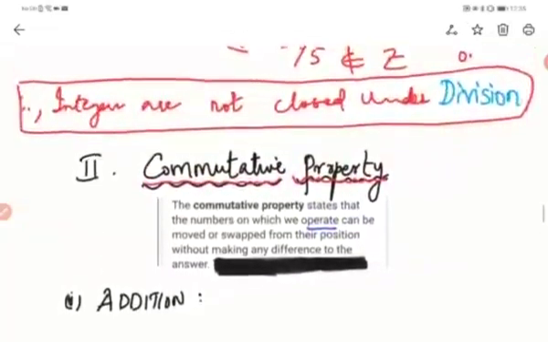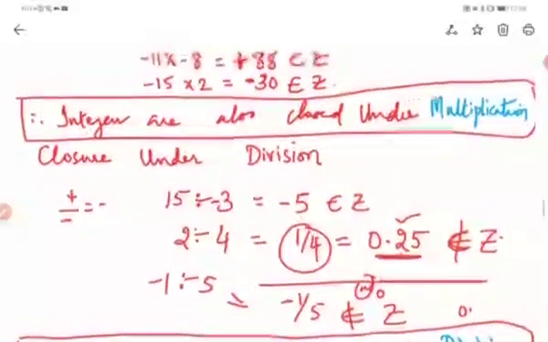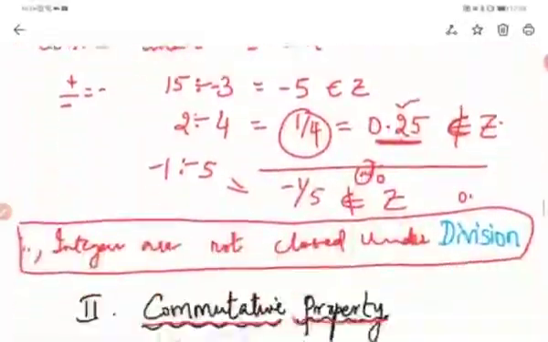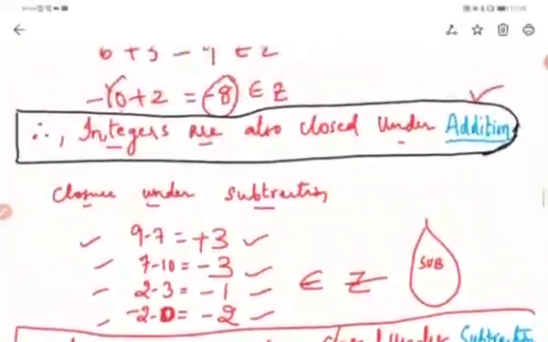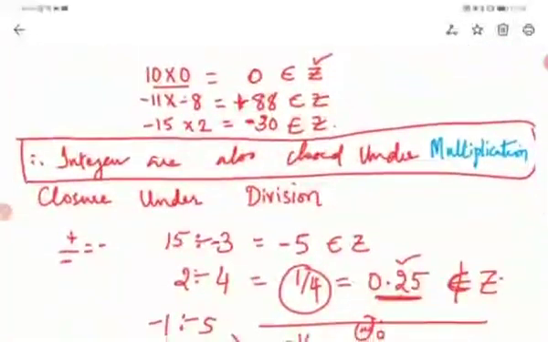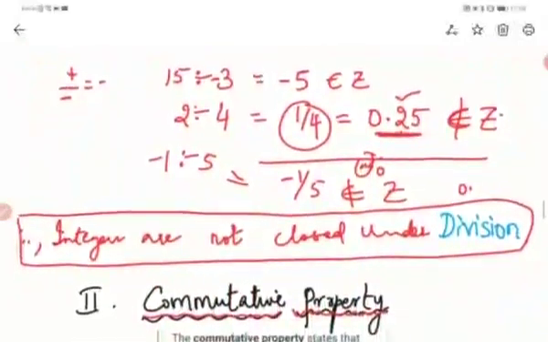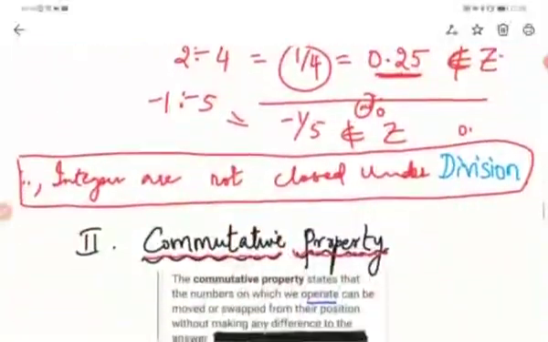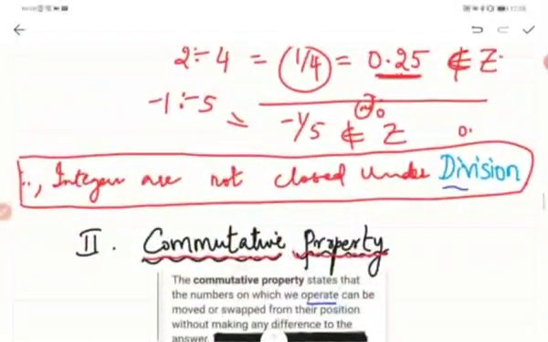So in the last video we were talking about the properties of integers, right? We had started with the closure property and seen how it works for different operations. Under addition, subtraction and multiplication, integers are closed, whereas under the operation of division, integers are not closed. Okay, let's move on to the commutative property.